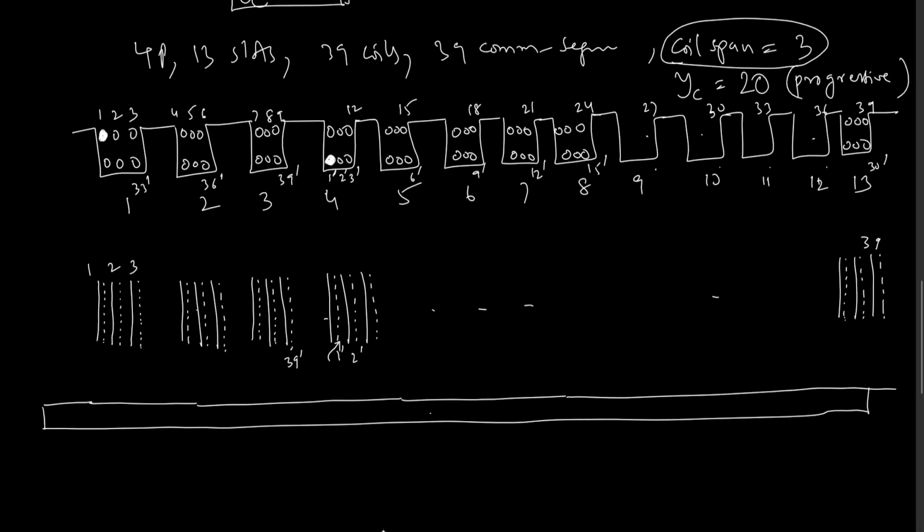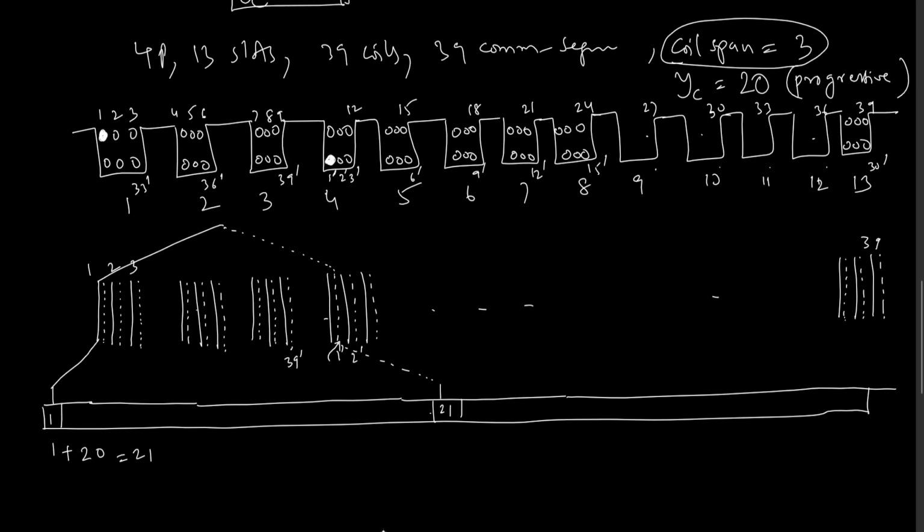Let me show. This is the first commutator, connected to the first coil side, and this is connected back to 1 dash, which is here. And this should be connected to where? This should be connected to 21, because 1 plus commutator pitch 20 is 21.